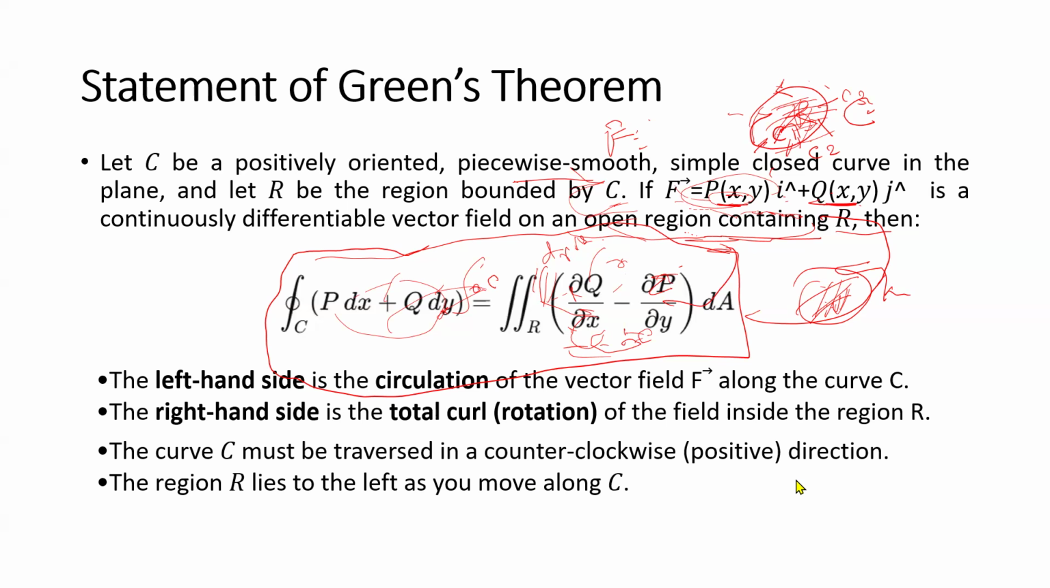The curve must be traversed in the counterclockwise direction, which means positive. And one more thing: the region R lies to the left as you move along C. So if it is a counterclockwise movement and this full portion is R, then moving along the curve, R is always towards your left. This has to be taken care of while attempting Green's theorem.